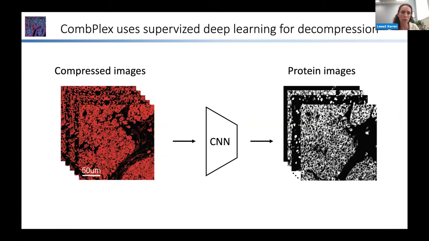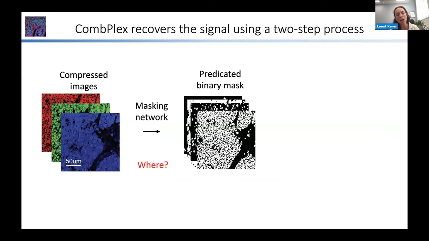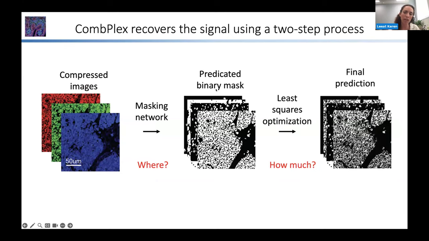So we turned the approach around and decided to use supervised learning to see if we could use that for decompression. We trained a convolutional neural network that takes these compressed images and tries to predict the individual protein images. For technical reasons I'm not going to go into, we did it as a two-step process, which worked better. The first stage was a masking network, which tries to predict where the protein is binding, so basically a binary mask. Then the second phase is very similar to compressed sensing: least squares optimization to quantify how much expression we have for each protein.